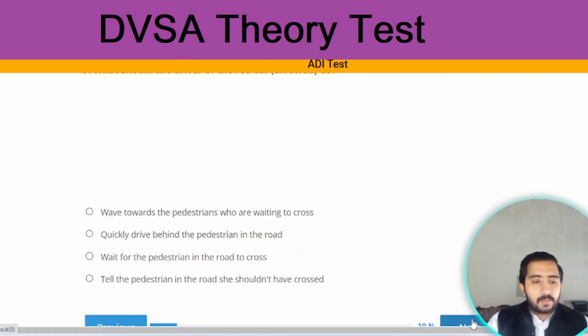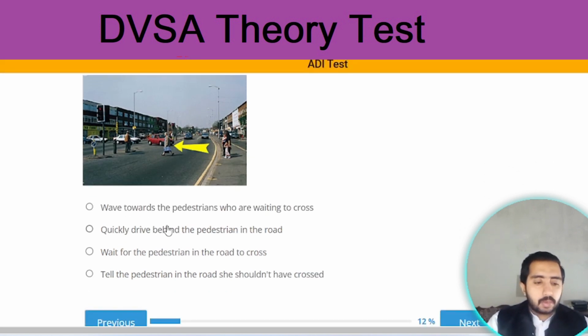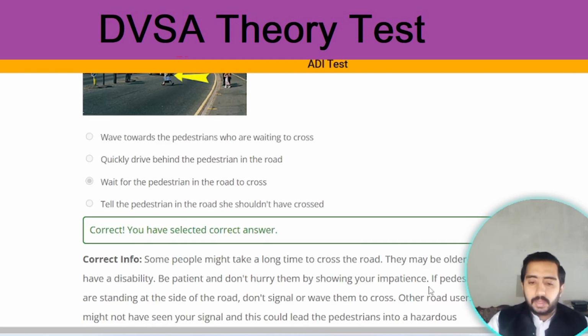Next one. Question number 9. What should the driver of the red car do? The image of this question also represents that the red car is coming here, and what the driver of this car should do. In this case, the correct answer is wait for the pedestrians in the road to cross. Option C. Next one.